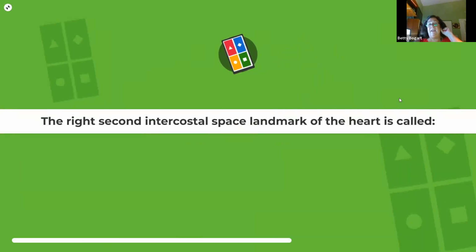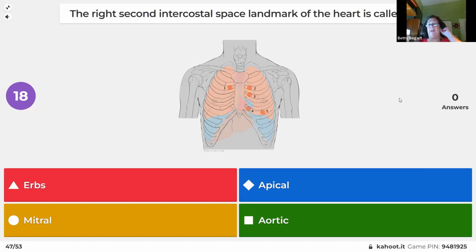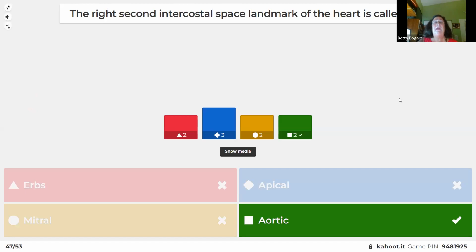The right second intercostal space landmark of the heart is called. Now, assessment was part of some of the first week's chapters to read, and health assessment on a pediatric child is important. There is a great review on your slide that talks about the landmarks. Absolutely, you need to review them. The right second intercostal space is the aortic valve, okay? So go to that slide, look at them, know where each landmark is.